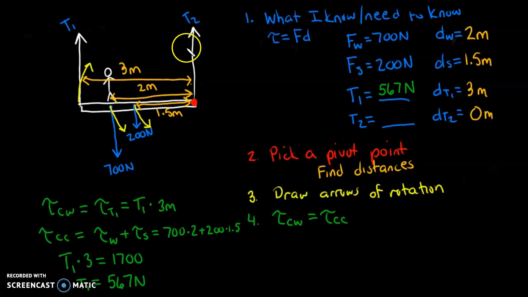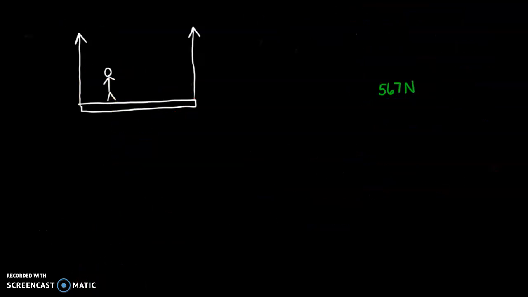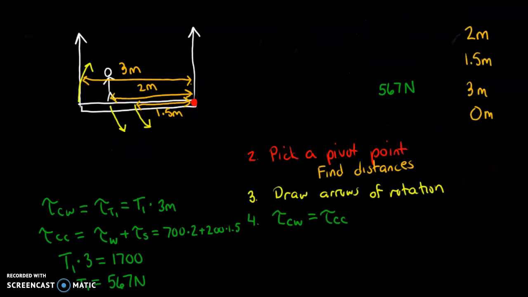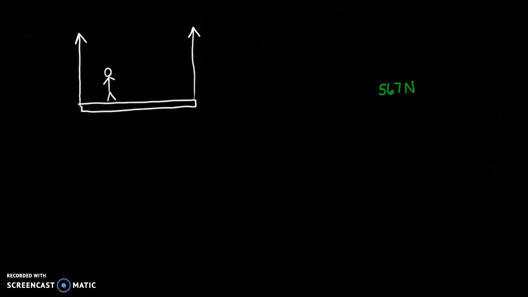Now, we still need to solve for T2. And there's 2 ways we can do that. The first one I'm going to show you is by doing all of this over again, but picking a different pivot point. And the second way is related to material we covered earlier in the school year, and I'll show you both. So let's turn, there we go.